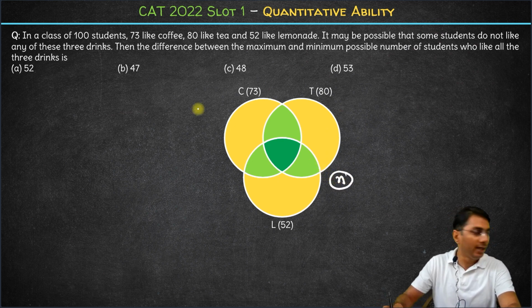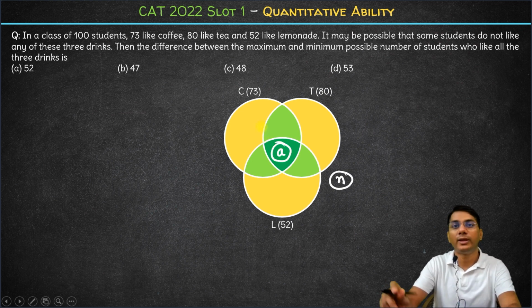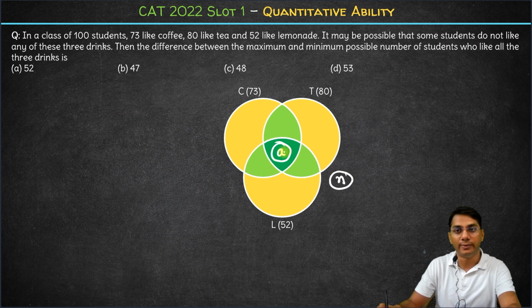Fine. Then the difference between maximum and the minimum possible number of students who like all these three drinks. So all the three drinks is, let's say, A. This is A here. So we have to figure out the difference between maximum and minimum possible value of A over here. What can be the maximum possible value of A?